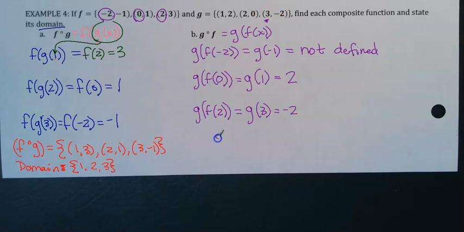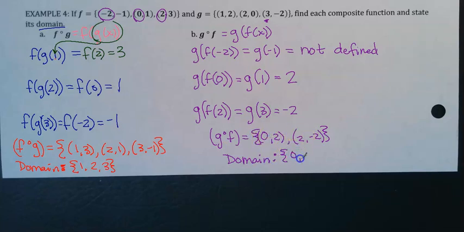Okay, so my g of f, then I need to list my set for each one. So the first one, it's not defined. I don't list anything. Here, I have 0 for my f of x, my first x. I put a 0 in, and at the very end, I got a 2 out. So 0, 2 is my first ordered pair, and then 2, negative 2 is my second ordered pair, which makes my domain set 0 and 2, because my domain is my x values.